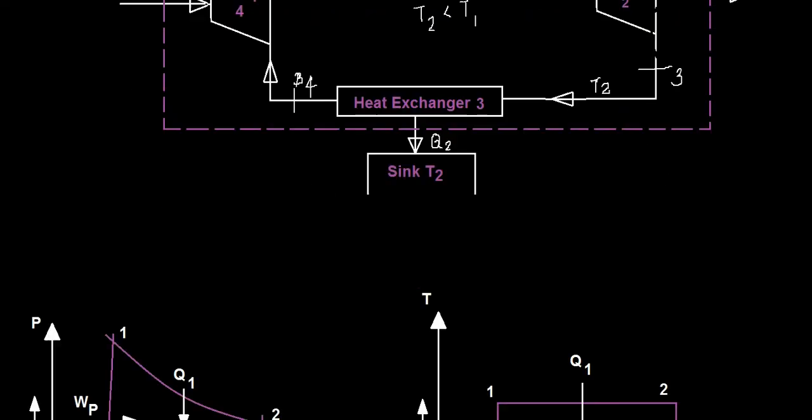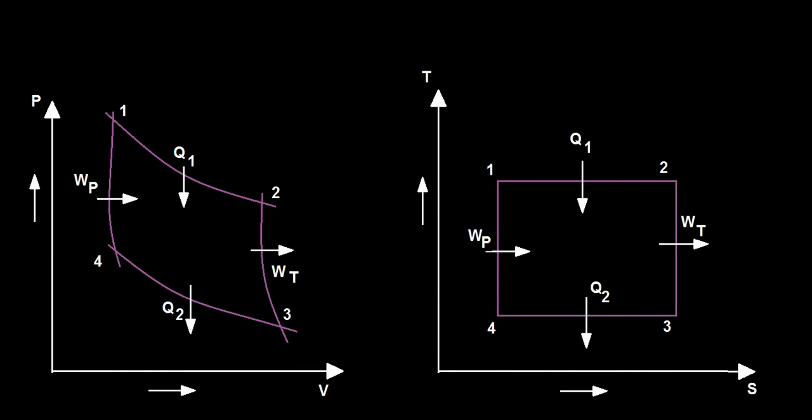So let's see. From 1 to 2, this is absorbing the heat, 2 to 3 generating the turbine work, 3 to 4 releasing the heat, and 4 to 1 increasing the pressure by absorbing the pump work. Now these two processes, 1 to 2 and 3 to 4, are isothermal processes. So these are reversible isotherms.